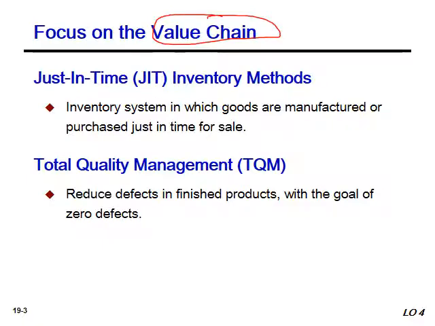Total quality management is a concept where you are reducing the defects in the finished products with the goal of having zero defects. So what you're trying to do is at each step in the production process or the manufacturing process, you've got controls in it so that there are no mistakes at all in the manufacturing process.